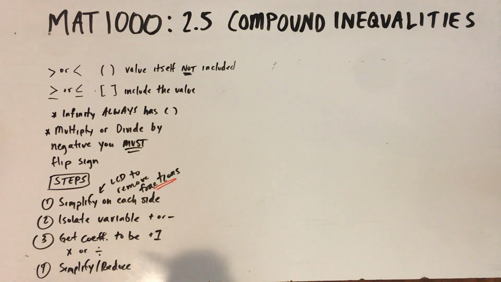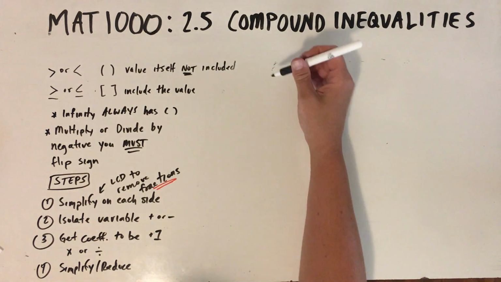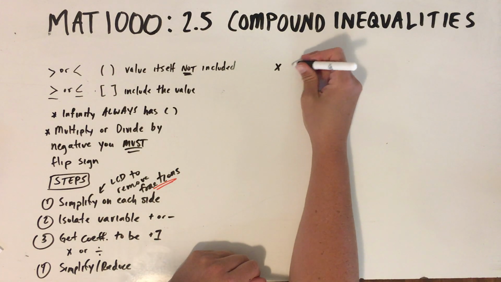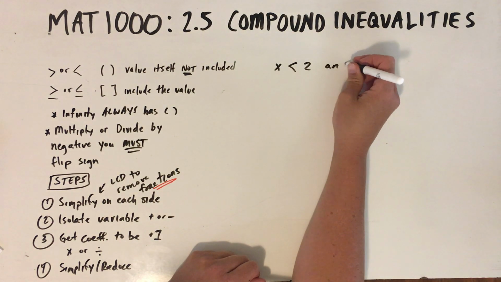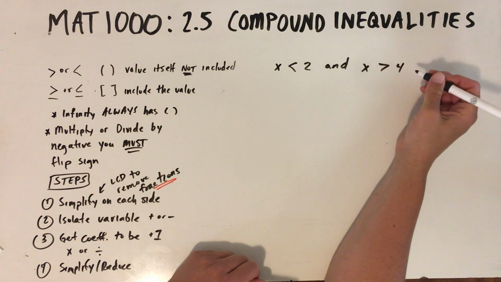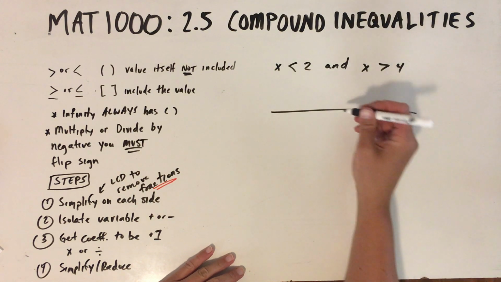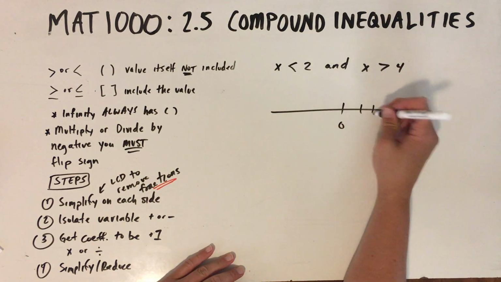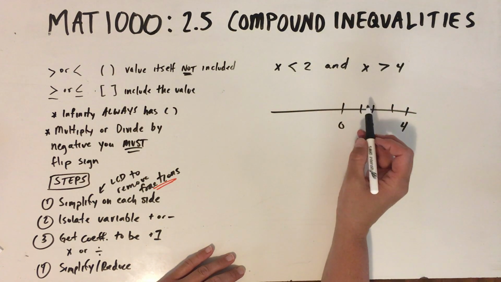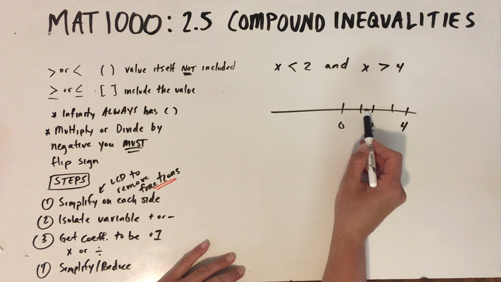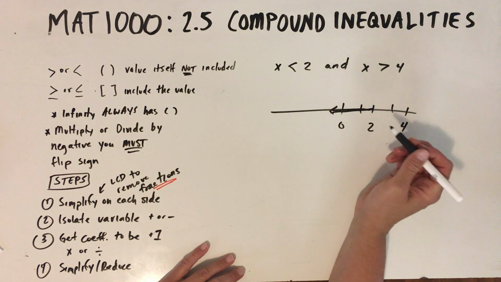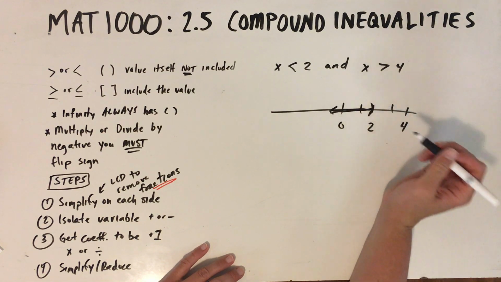First problem we want to do, let's start with an and. So we want to know the compound inequality x is less than 2 and x is greater than 4. Okay, so if I were to draw a number line, 0, 1, 2, 3, 4, so 2 and 4. This inequality says that x is all of the things facing this way, anything less than 2 and not including it.